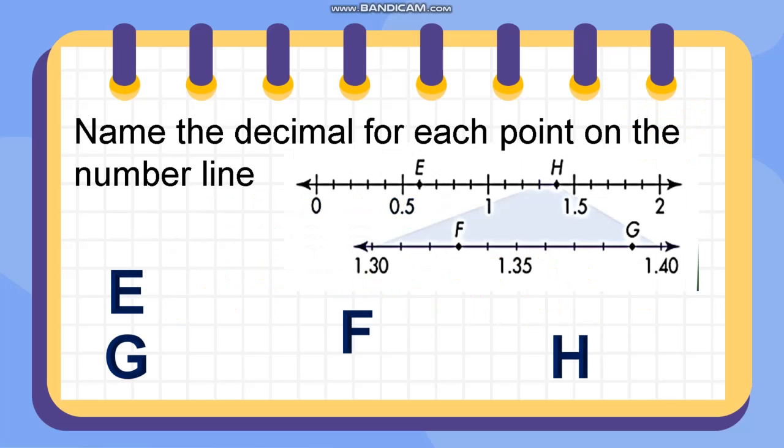Name the decimal for each point on the number line. Letter E. This is your letter E. So 0.5 means 0.50. So 0.50, 0.5, 0.6, 0.7, 0.8, 0.9, and 1. Right?